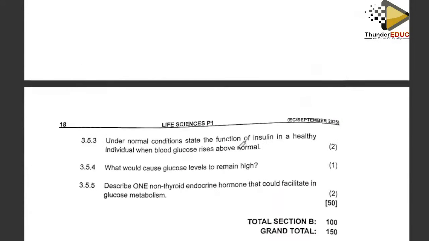Then they are saying that under normal conditions, state the function of insulin in a healthy individual when the blood glucose level rises. So under normal conditions, insulin stimulates the conversion of glucose into glycogen. Guys, we don't say insulin converts. Insulin stimulates the conversion of glucose to glycogen, yes, in the liver and the muscles.